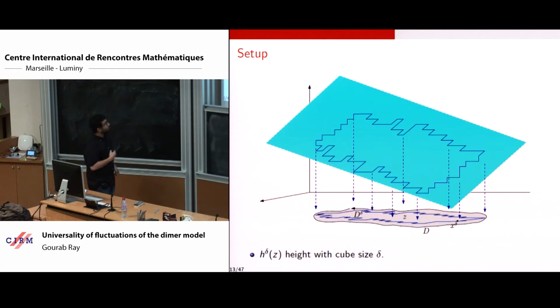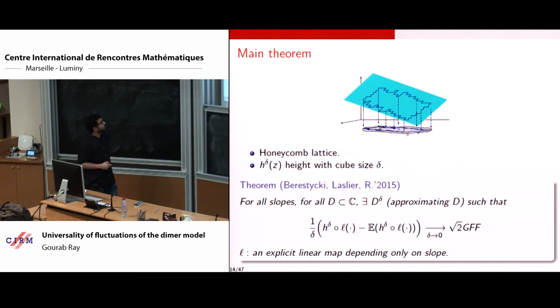Again, you can define the height function for the dimer configuration. So remember, we have finally a dimer configuration on the floor with that particular boundary condition. And we want to look at the height function. And for the height function, again, we can look at very small cubes of size delta and let delta go to zero. And then we want to know the fluctuation around the mean surface. Okay, so that's the theorem.